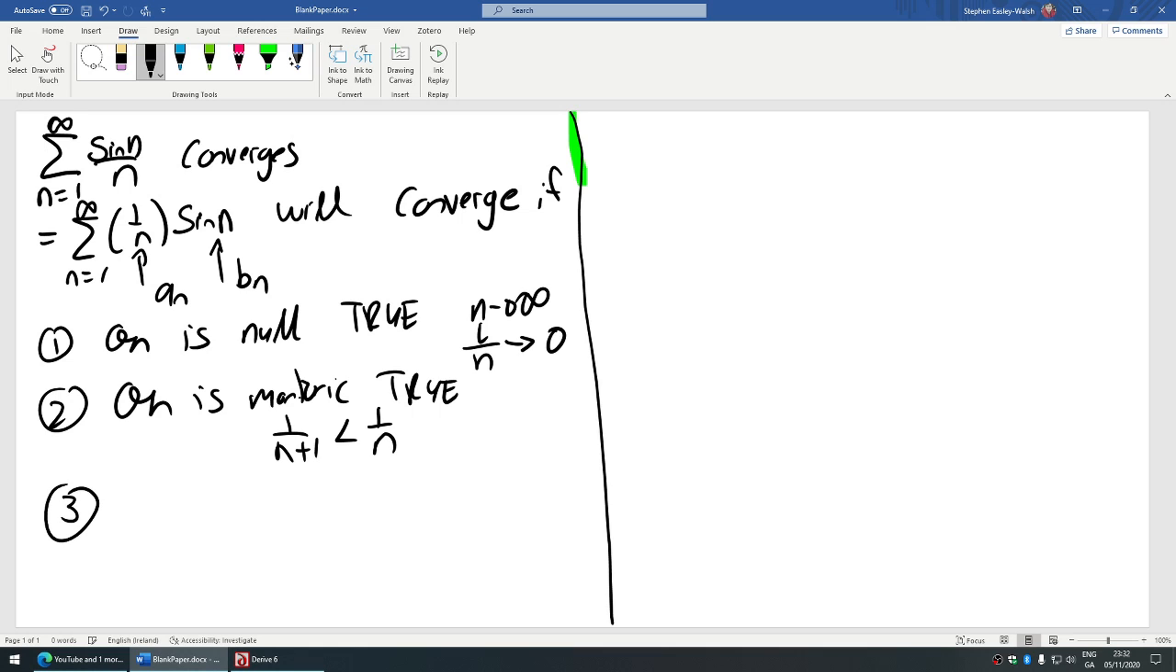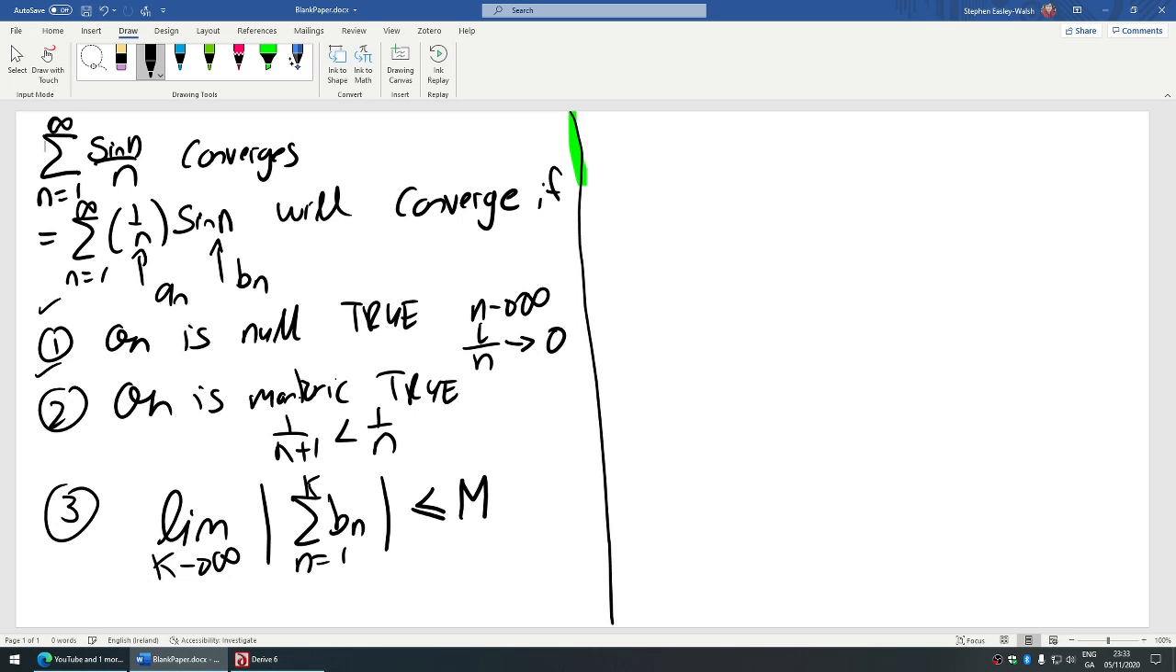And three, the sum of the bn, the absolute value of the sum of bn all the way up to infinity, that has to be bounded. So these two are obviously true. We only have to check the last condition.